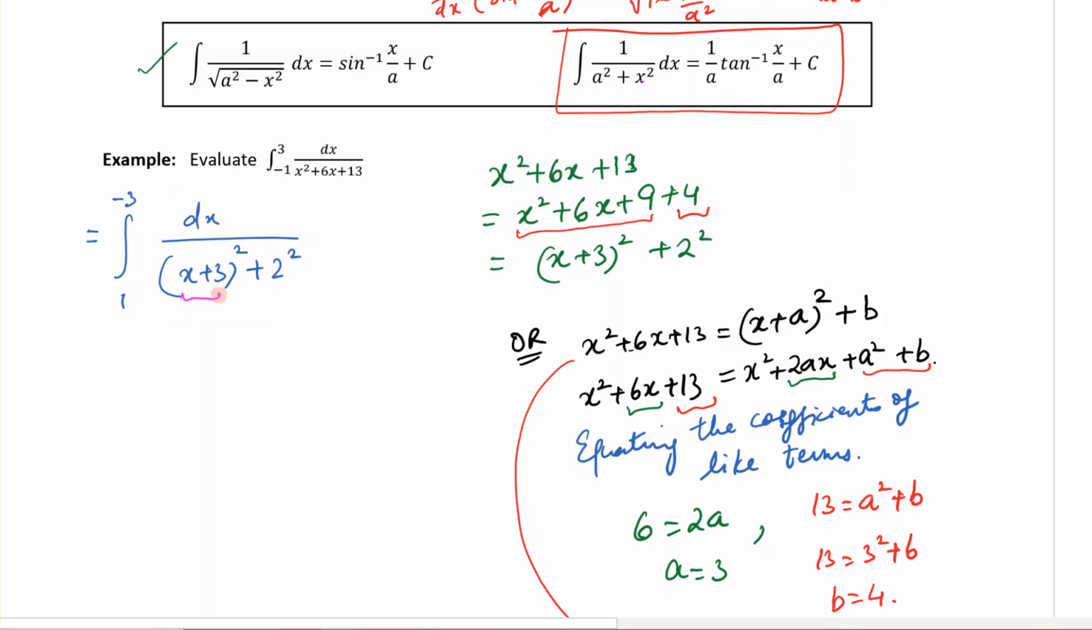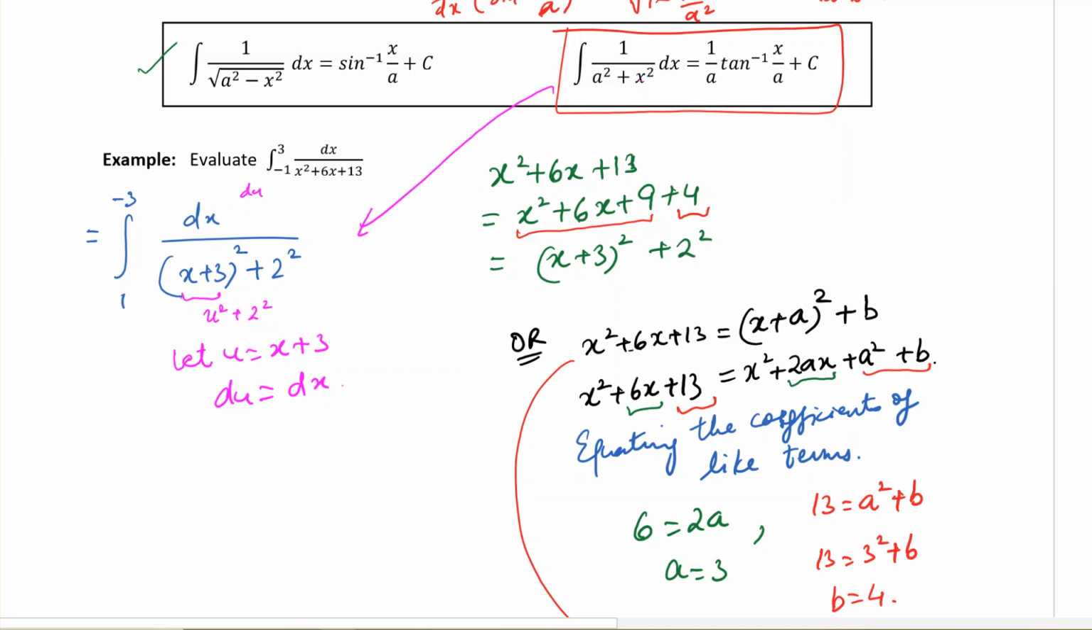So let's say u is equal to x plus 3. So our variable is u, and the differential of the variable would be dx. So we have the variable square plus constant square, and we have the differential of the variable on the top. So it means we can use this formula here.